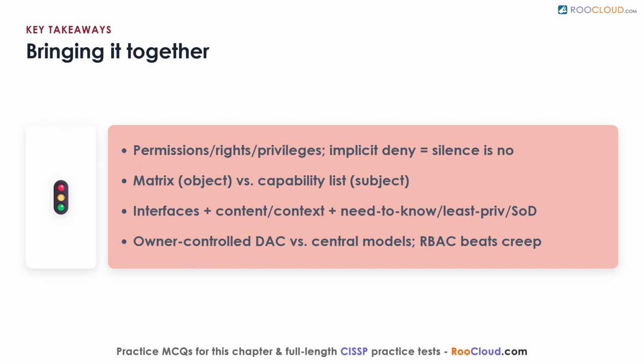Constrained interfaces, content and context controls, and the principles of need to know, least privilege, and separation of duties keep grants tight. A security policy sets the requirements. A model split into owner-controlled discretionary and centrally controlled non-discretionary, with role-based access being the great defense against privilege creep. In Part 2, we finish the remaining models.